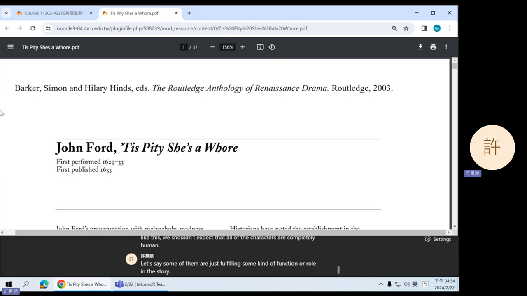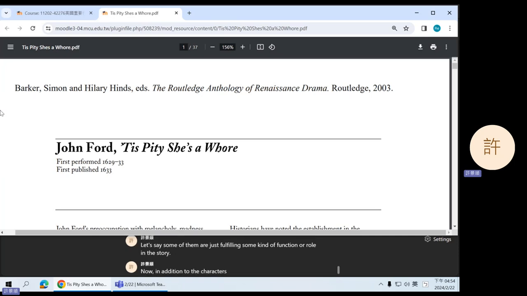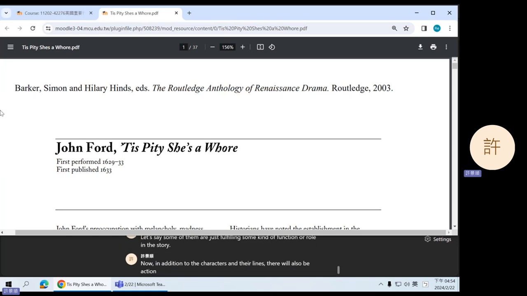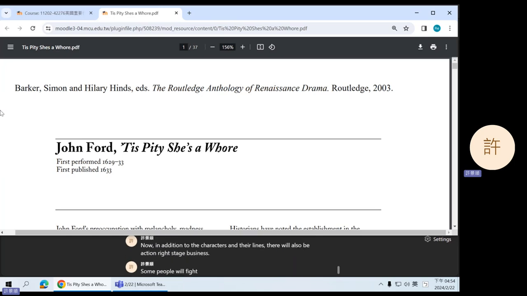Now, in addition to the characters and their lines, there will also be action, right? Stage business. Some people will fight. Some people will eavesdrop, 偷听. Some people will do something with objects, with props, 道具. So these are also things we can think about. What does it say on the page? And what could it look like on the stage?